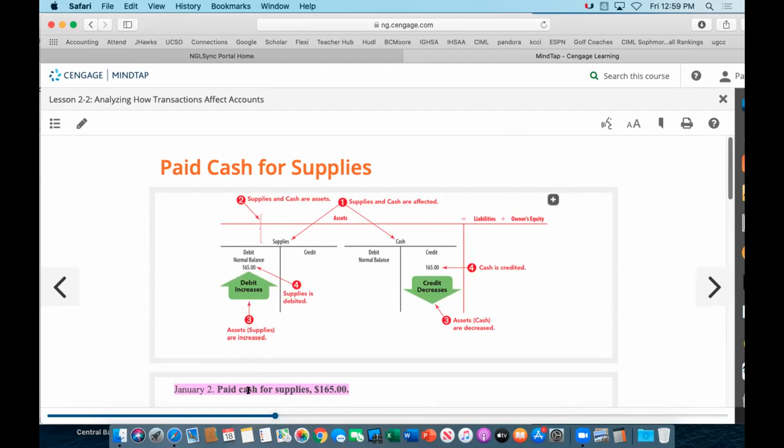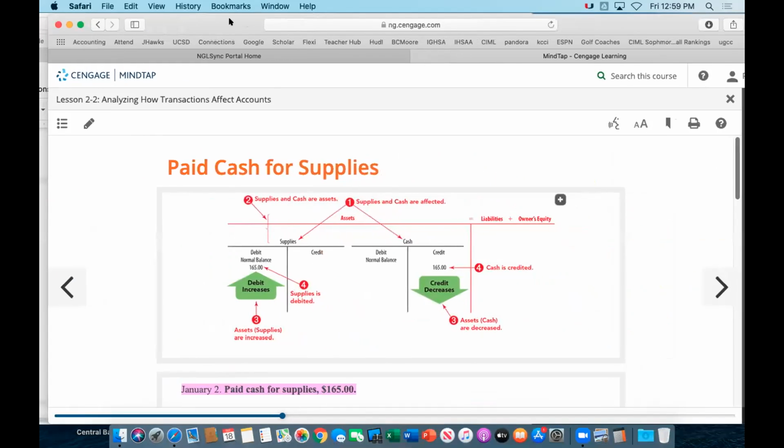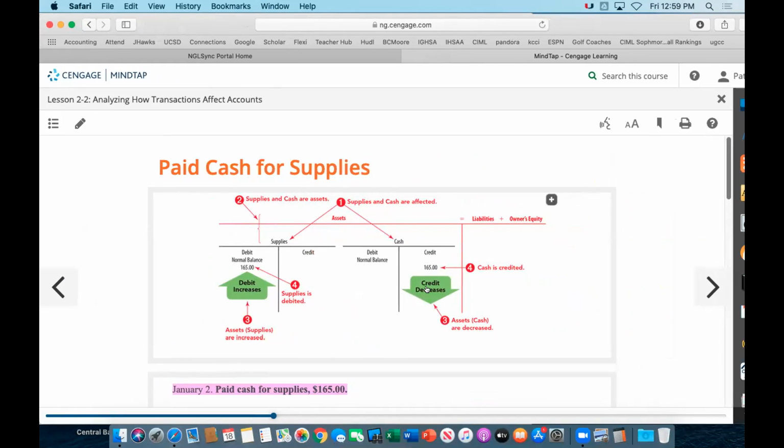Well, if we bought supplies increased by $165, right? I got a place in my closet. It's got $165 worth of supplies. I paid cash. The minute you see paid cash, what do you know? Cash is being decreased, credit. So cash is decreased. These are both assets. One must go up for the same amount that this one goes down.